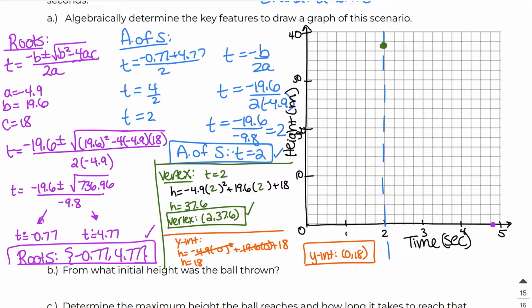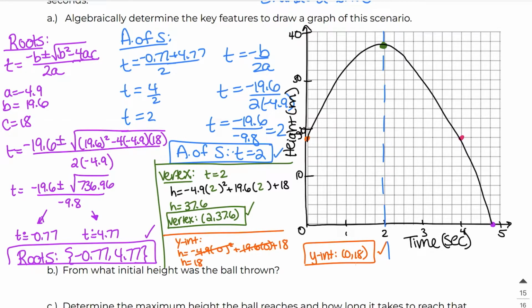And then lastly, we have our y-intercept, which is going to occur at (0, 18). So here's where my y-intercept is. But I'd like to do the symmetrical points on the other side of my axis of symmetry. Because this is 2 away right here, this is going to also be 2 away. So that means that at 4 seconds, I'm also going to have a height of 18. And then I can just connect the dots, and this is my graph right here.